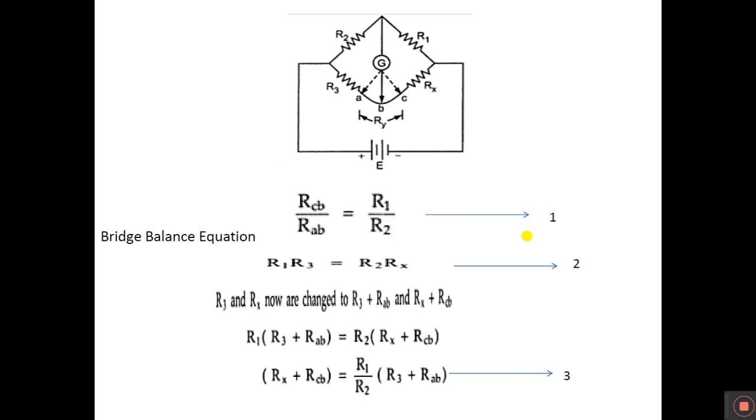As I told, this Kelvin bridge is the modified form of the Wheatstone bridge. Here, the resistance Ry represents the resistance of the connecting leads from R3 to Rx, and this Rx is the unknown resistance to be measured. So this resistance only I am going to measure here. The resistance Ry represents the resistance of the connecting leads from R3 to Rx. The resistance Rx is the unknown resistance to be measured.